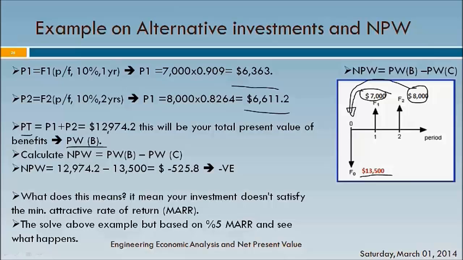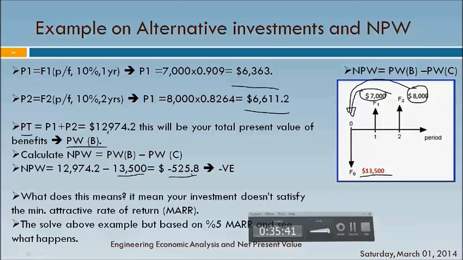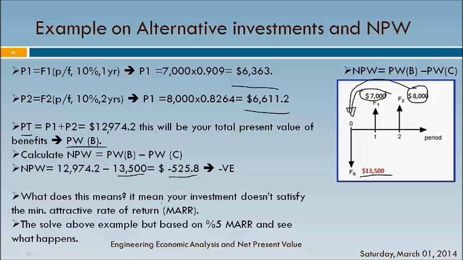Substitute in the formula net present wealth equal PWB minus PWC. 12,974.2 minus 13,500 equals 525.84 negative. What does it mean? What does this result mean? So what's your recommendation? We got negative. As we said before, negative means it's not going to satisfy your minimum rate of return, minimum attractive rate of return. So it means that your investment does not satisfy the minimum attractive rate of return, MARR.